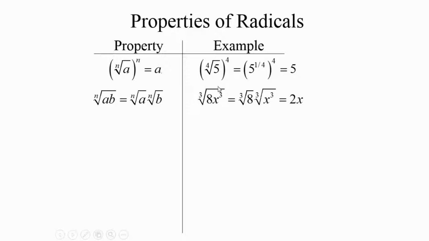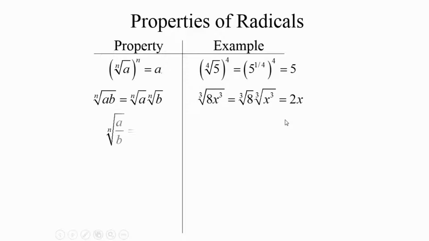So the third root of 8 times h to the third would be the third root of 8 times the third root of h to the third. The third root, or cube root, of 8 is 2. The cube root of h to the third is h. So it's equal to 2h.